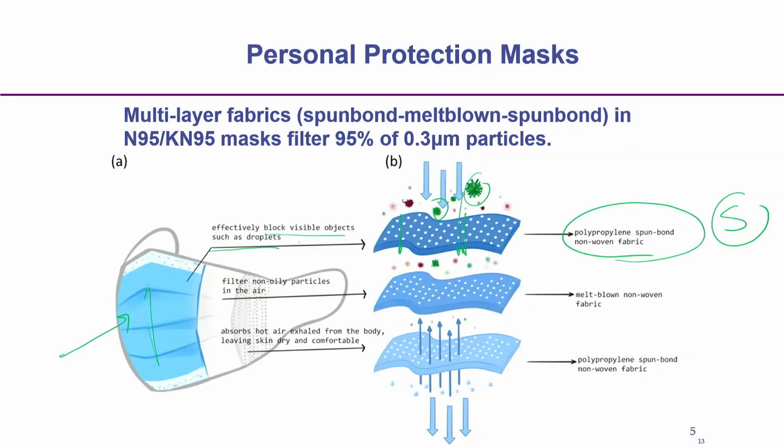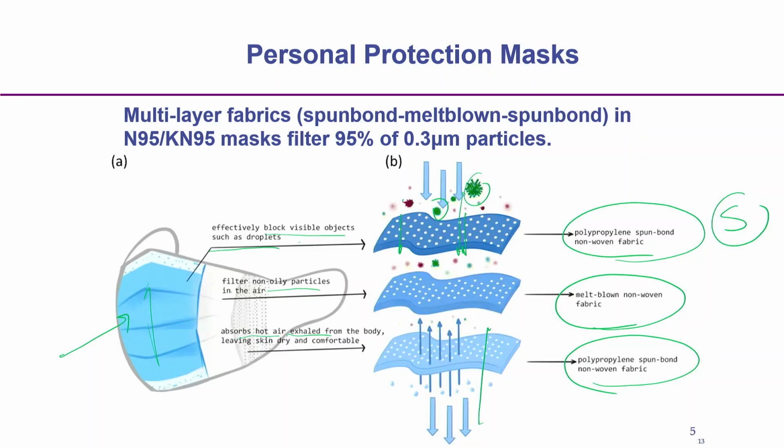but they are restricted from further penetration by melt blown, which has finer pores. These particles are restricted. So, it filters non-oily particles here, and the third one is again polypropylene nanoven spun bonded fabric. This absorbs hot air from exhalation. So, it absorbs hot air from our breathing.